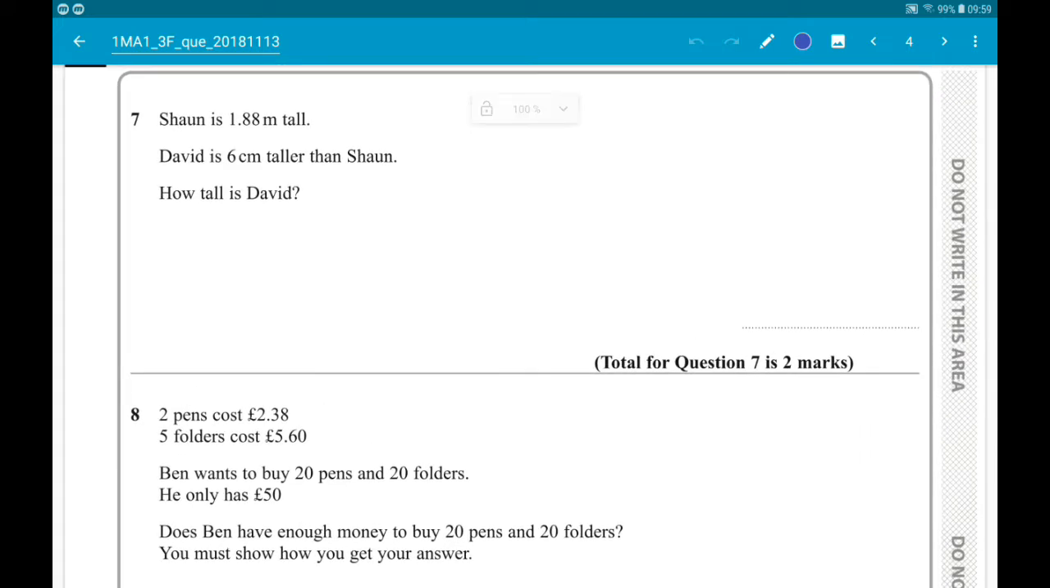Okay, number 7. We are told Sean is 1.88 meters tall. David is 6 centimeters taller than Sean. How tall is David? Okay, so really here we need to convert one unit into the other. So 1 meter is 100 centimeters, so Sean is 188 centimeters.